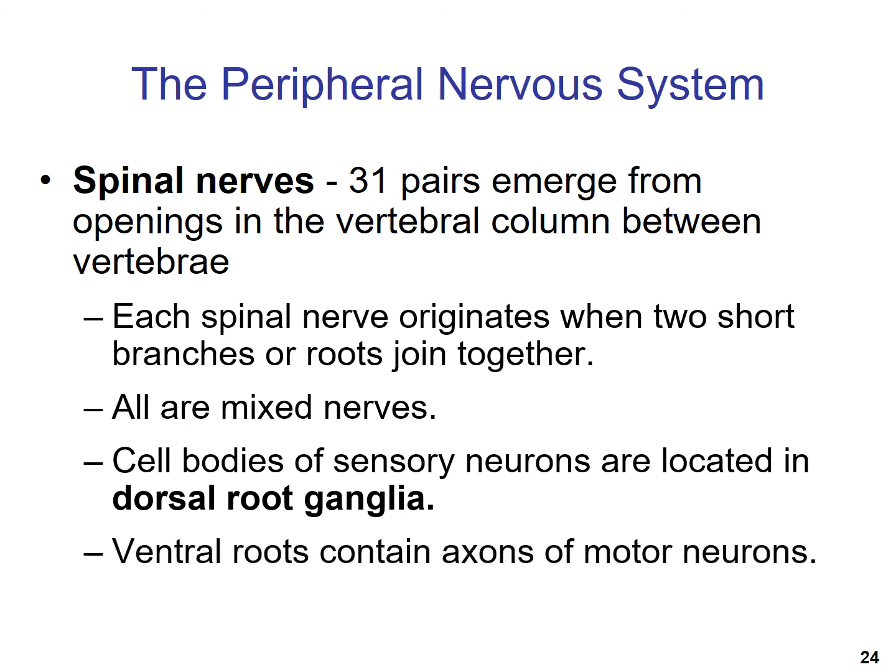Ventral roots contain the axons of motor neurons. So basically you can think of the dorsal side of a spinal nerve being sensory and the ventral side of a spinal nerve being motor.